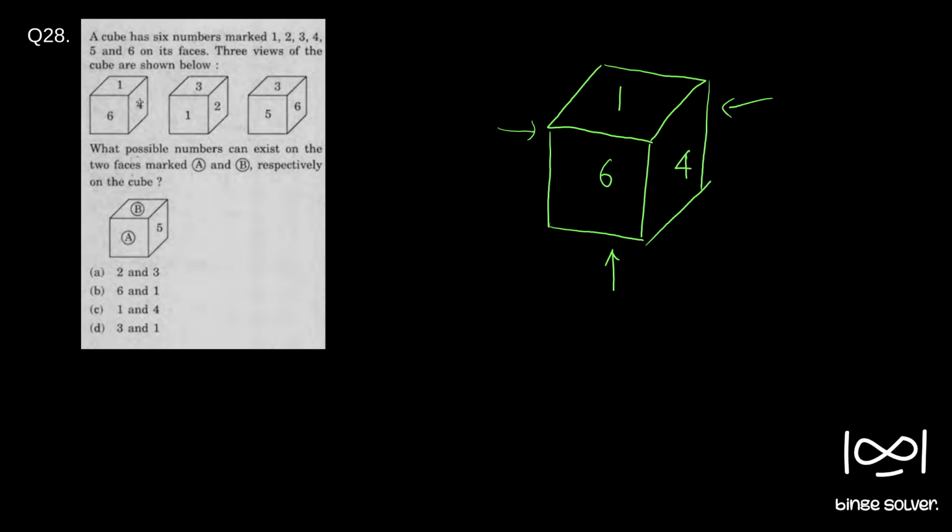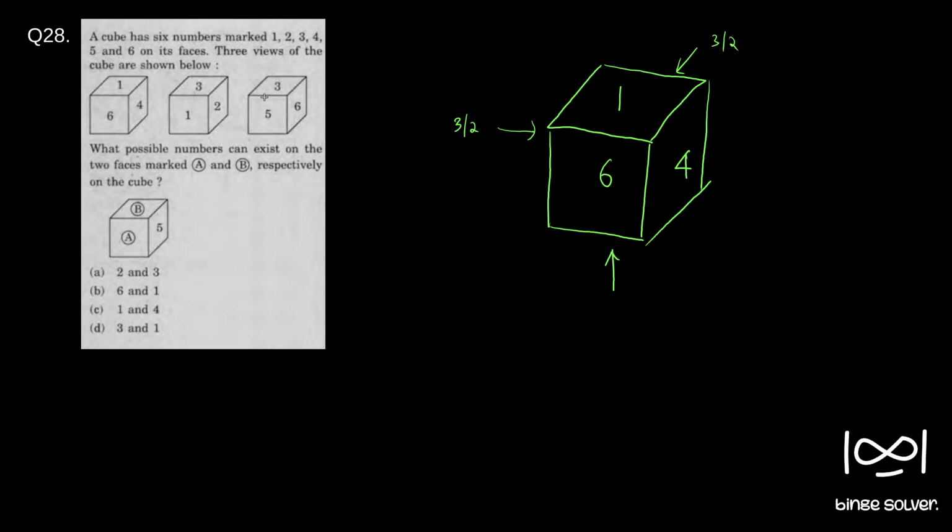So we already have 6 and 4 as adjacent sides of 1, and there are 2 more sides left adjacent to 1, and we know that it is either 3 or 2. So this side can be 3 or 2, or this side can be 3 or 2. Okay, that arrow might be confusing, let's put the arrow here. This side could be 3 or 2, or this side could be 3 or 2. Since the bottom side is opposite to 1, it cannot be 3 or 2. So the adjacent sides are 3 or 2.